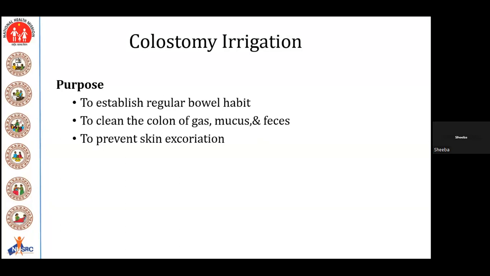We can establish a regular bowel habit. You can clean the colon of gas, mucus and feces, and if you do like this, we can prevent skin excoriation also, because at one time we can wash out all the fecal matter, and after that that area will be free. So there is no chance of developing skin excoriation. These are the purposes of colostomy irrigation. The solution we can use for colostomy irrigation is plain lukewarm water.